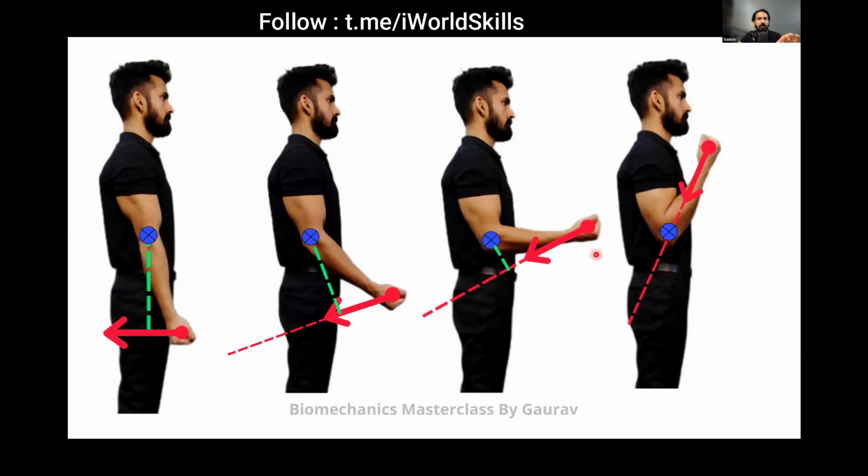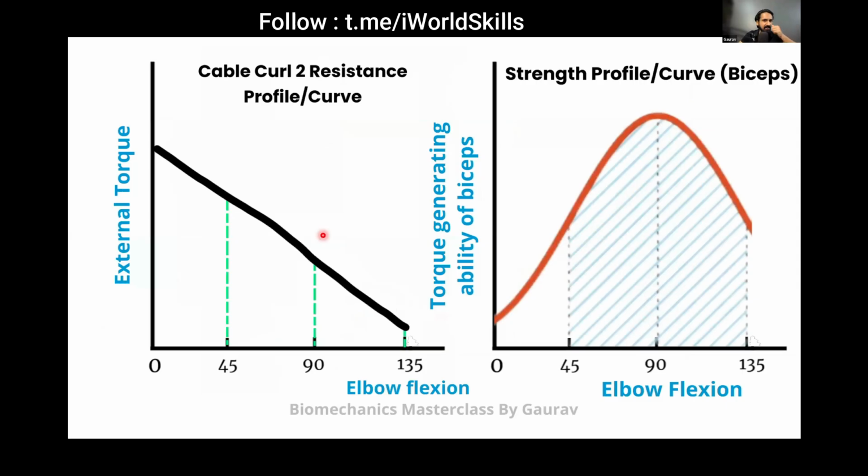Now let's draw the resistance profile of this exercise. This is going to look very interesting, by the way. So this is the cable curl version 2 resistance profile. At 0 degrees of elbow flexion, the resistance is the maximum, but my muscle is the weakest. This is something that I do not want. This is a recipe for disaster, a recipe for injury. I do not want to challenge my muscle the most when it's the weakest.